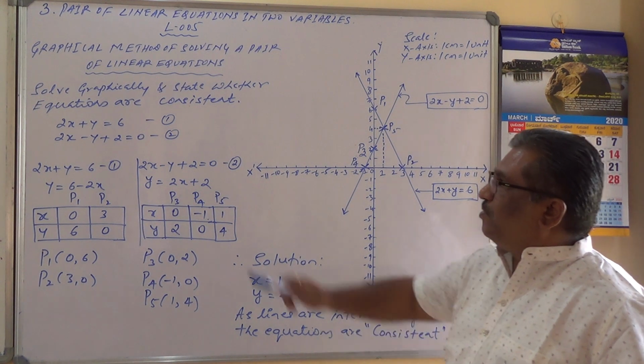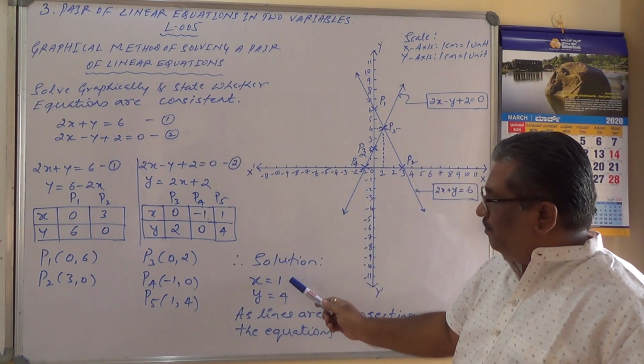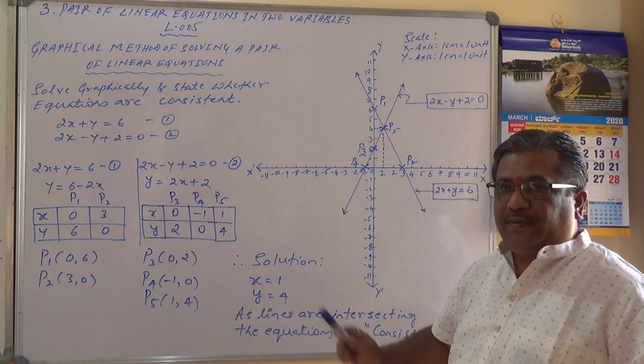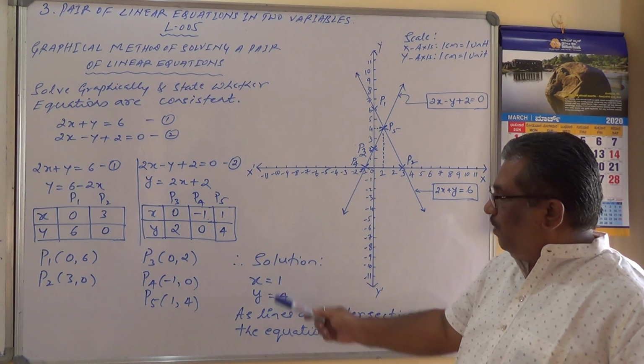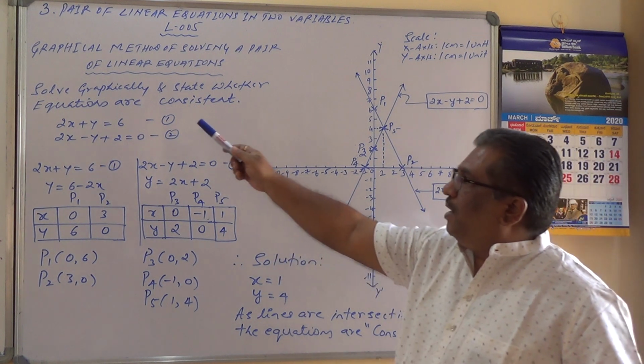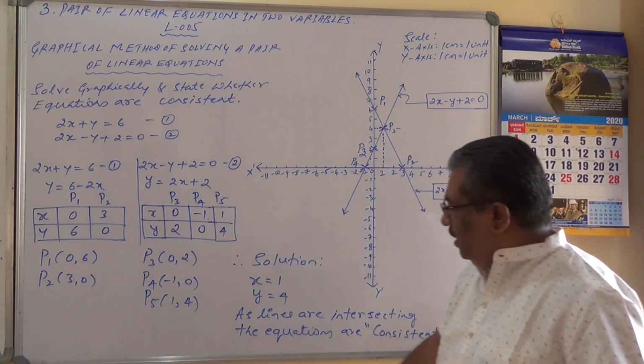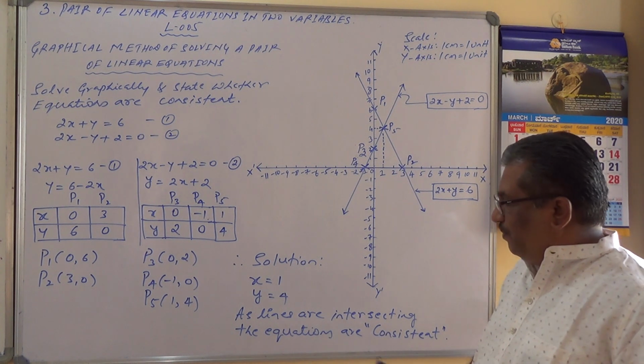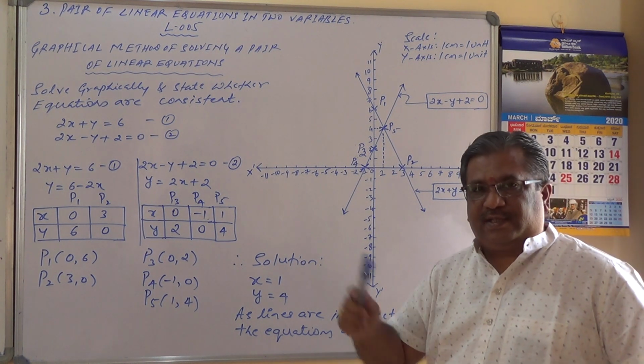What else is the question? Solve graphically? Yes, we have solved it. The solution is the ordered pair (1, 4): x value 1, y value 4. Are these equations consistent? As the lines are intersecting, the equations are consistent, or the system of equations is consistent.